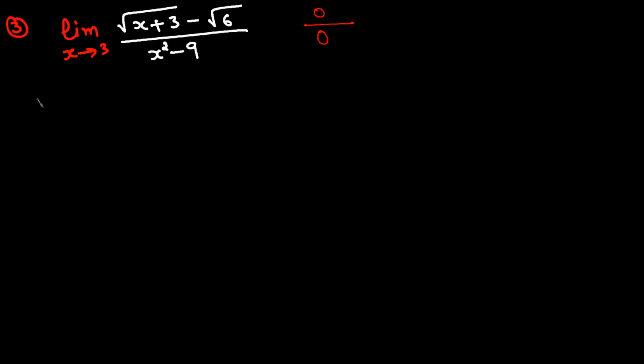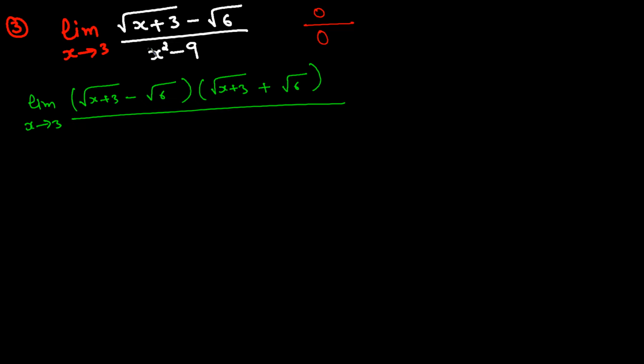Okay, so I'm going to rationalize the numerator here. So the limit as x approaches 3 of root of x plus 3 minus root of 6. I'm going to multiply by the conjugate, so root of x plus 3, opposite sign, plus root 6. And this can be written as x squared minus 3 squared. I'll tell you why. And then I'm going to divide by the same term, root of x plus 3 plus root 6.